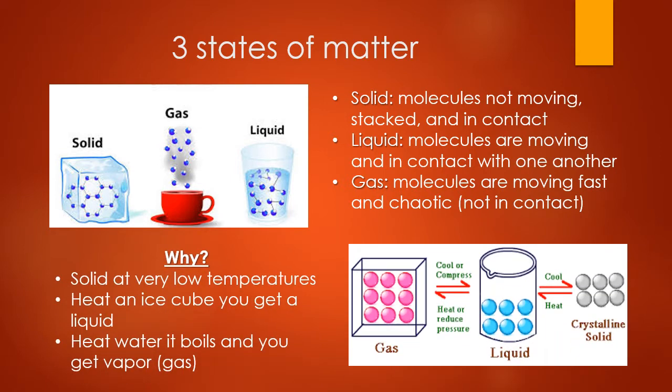So why? Well, a solid is at very low temperatures, and when we have low temperatures, molecules tend to move slower, sometimes so slow that they get frozen in time, almost like a solid being stacked, being in contact. When you heat an ice cube, you get a liquid because by putting heat into that solid, you're getting those molecules to move faster.